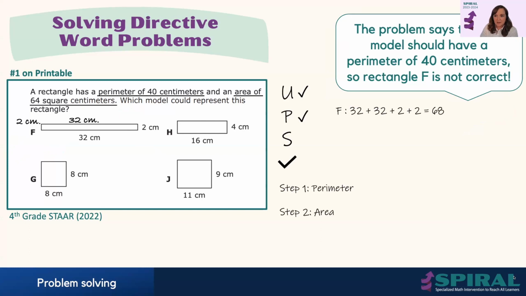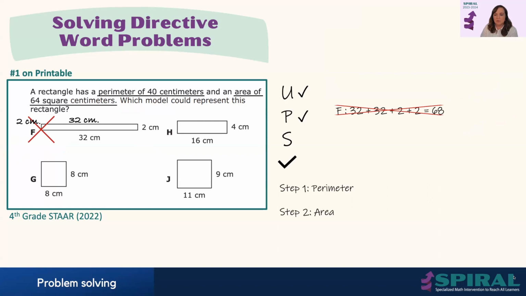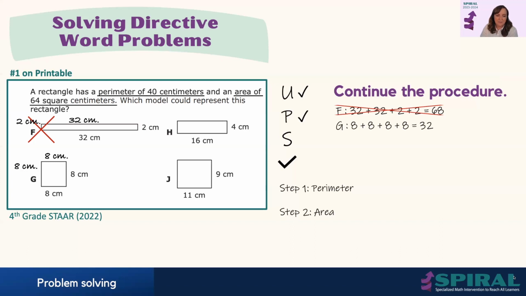So immediately I know that the rectangle F is not correct. I'll go ahead and cross it out and then move to G. When I look at G here, I see that one of my lengths is 8 centimeters, so that means the other corresponding length is 8. And then I see the width is 8, so the corresponding width is 8. If I add 8 plus 8 plus 8 plus 8, that equals 32. Wow, well, that's also not 40 centimeters. So that is not going to be the answer to this question. I'm going to go ahead and cross it out and move to H.